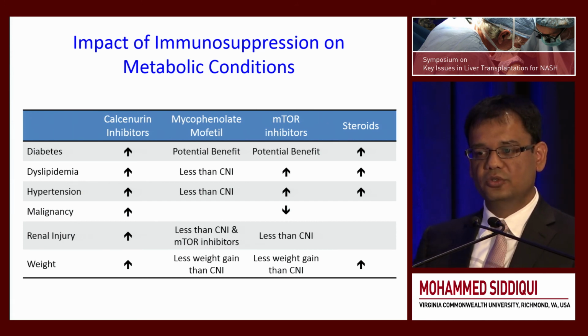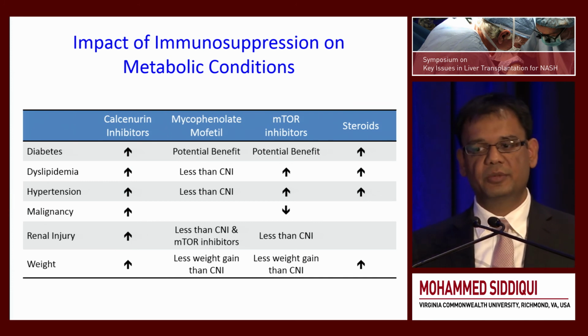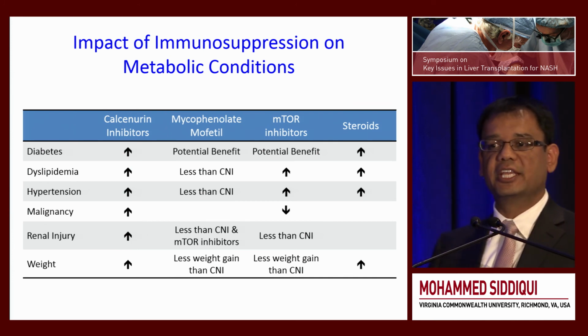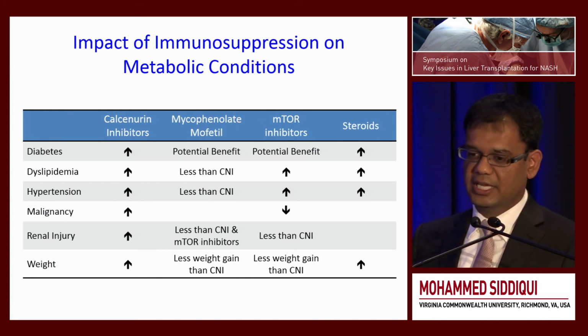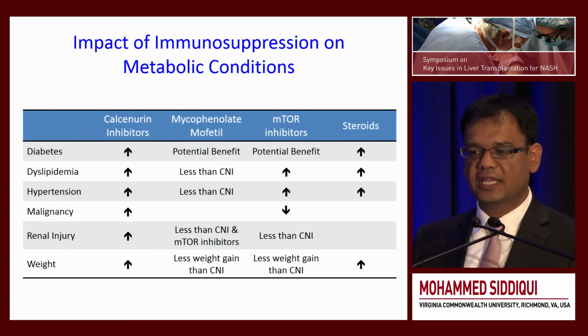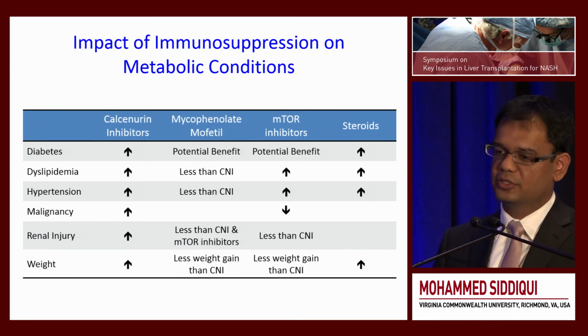However, what we can use is strategies to minimize calcineurin inhibitors and combine it with other things so we can exploit potential benefit. For instance, if somebody's developing recurrent skin cancer, mTOR inhibitors may be a reasonable option in those patients, and so on.